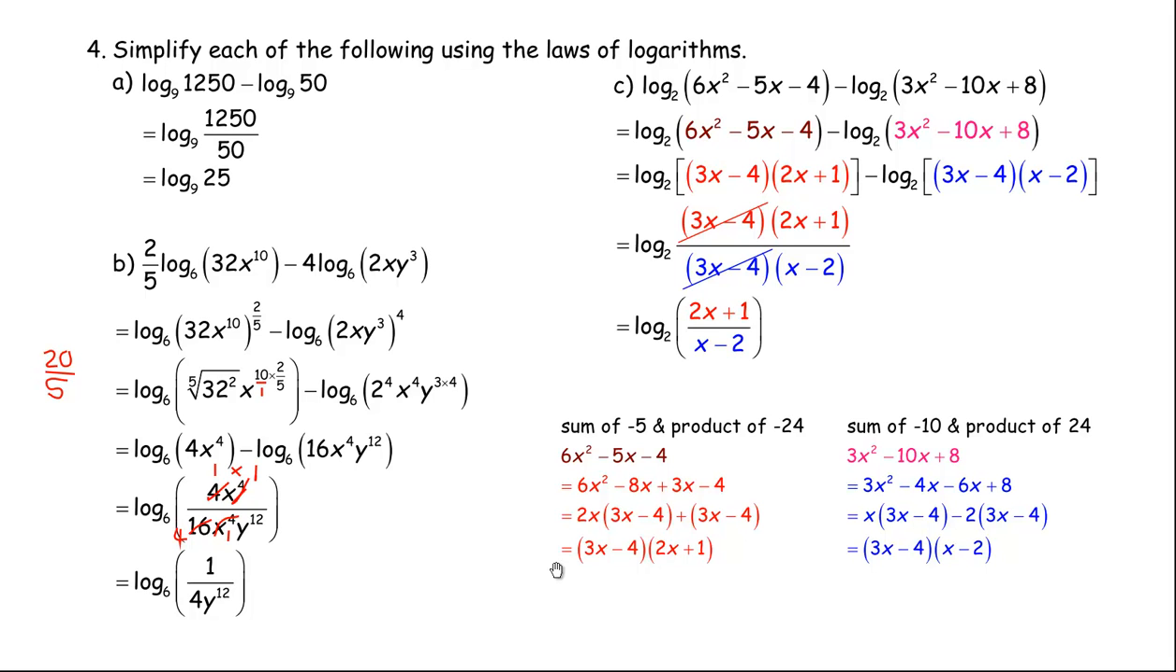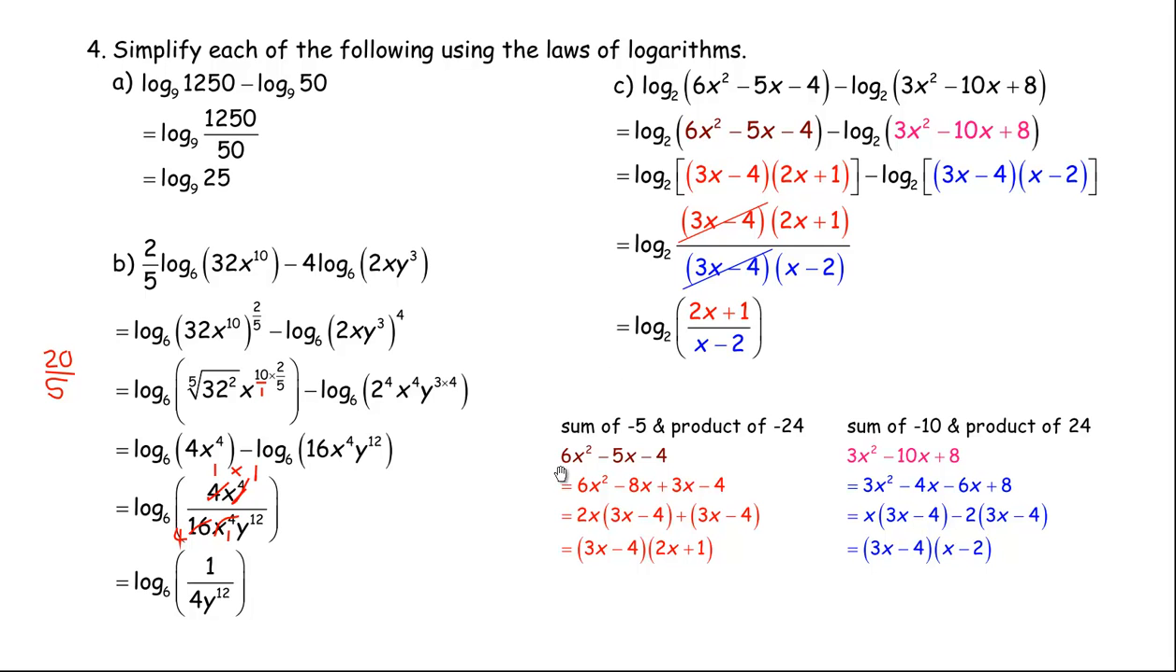On to C here in question number 4. Logarithm base 2 of this trinomial minus logarithm base 2 of this trinomial. And again, it's a subtraction sign, so I'm going to write this over this. So I'm going to factor, and I guess I could have written them over one another first, but I'm going to factor each of these.